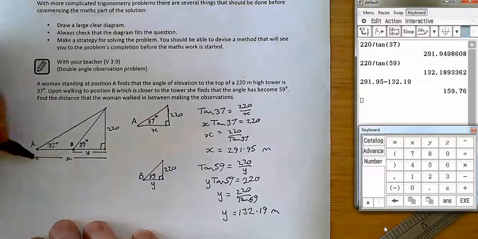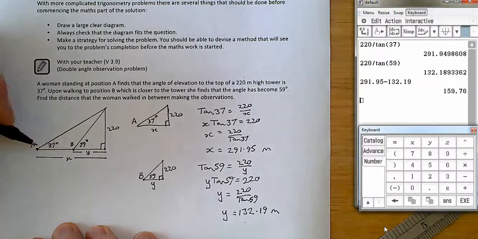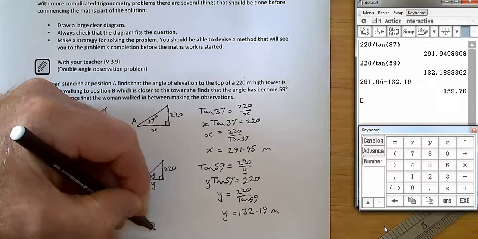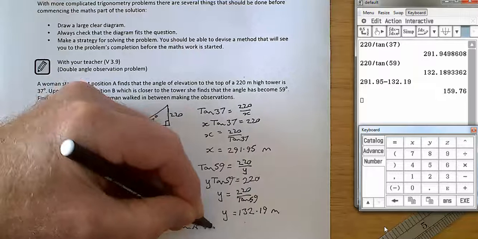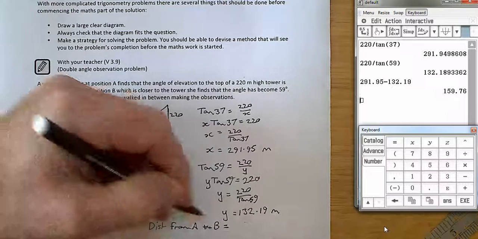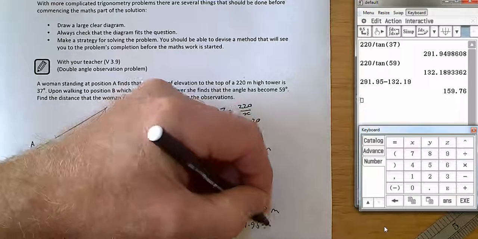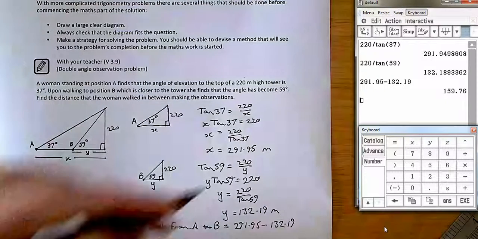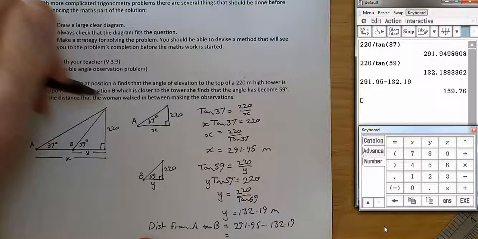Okay, so we've worked out distance x, we've worked out distance y, now we can work out that distance AB. Distance AB is just the difference between the two. So the distance from A to B is simply going to be 291.95 take away 132.19. And will it fit on the screen? I think if we just squeeze it in. And I've done the question beforehand, and the answer is 159.76.